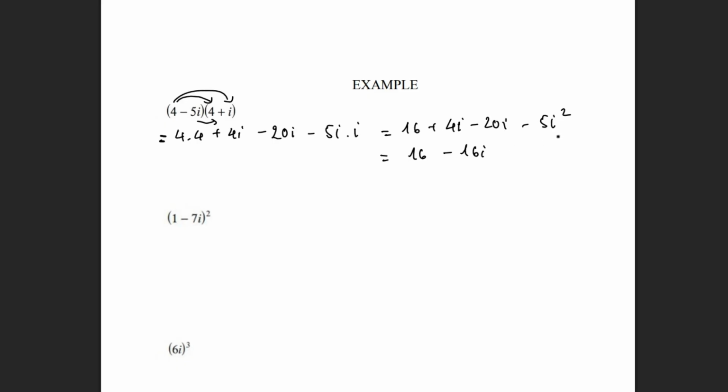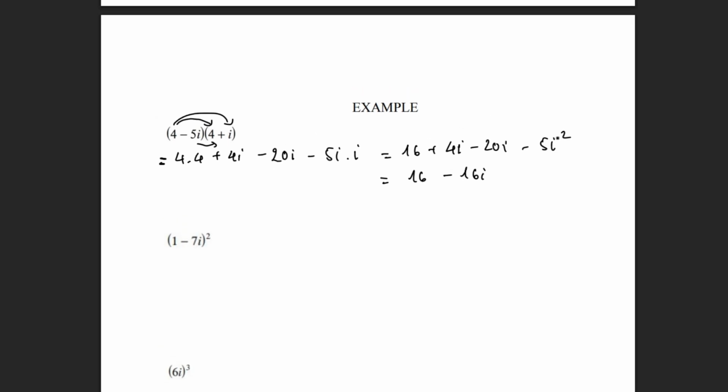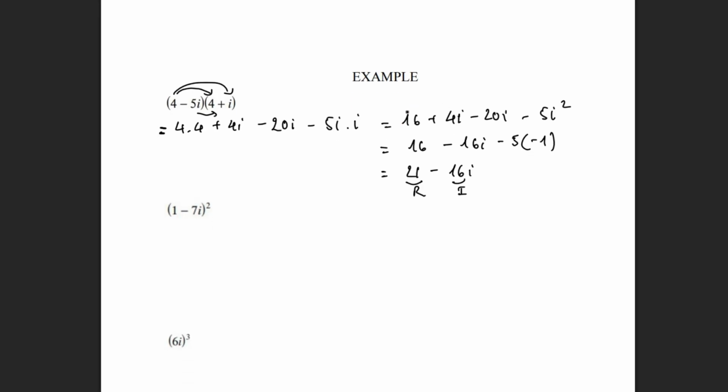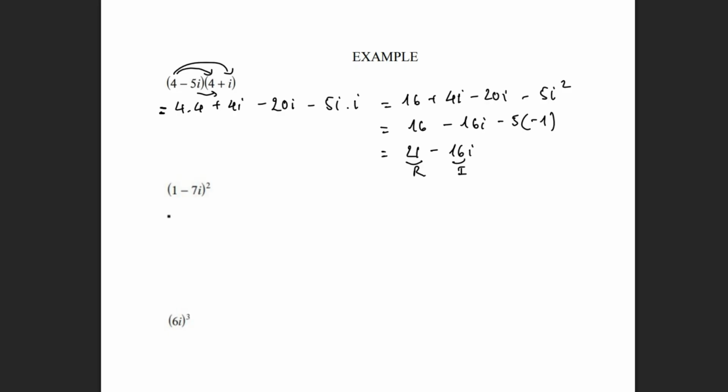So for this one, you know that i squared equal to -1. So this one is 5, this one is 16, so it's gonna be 21 minus 16i, right? So in this case, this one is the real part and this one is the imaginary part. Right, so we go next.